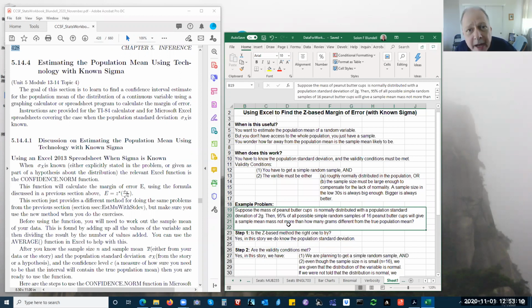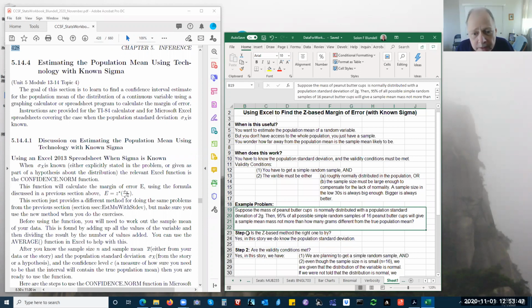So if everybody in the class got their own 16 peanut butter cups and weighed them all, each person could get their own sample mean. They're all going to be a little bit different. But most of them are pretty close to the true population mean for all the peanut butter cups in the world. So 95% of all possible simple random samples are within some distance away from the truth. That distance, that's what we're trying to find.